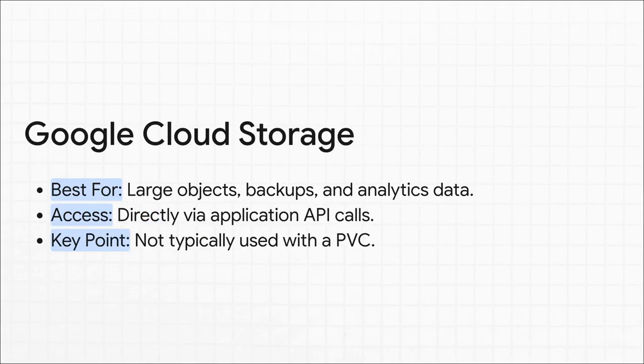And finally, we have Google Cloud Storage, or GCS. Now, the most important thing to get here is that you don't typically use GCS with a persistent volume claim. It's not a file system you can just mount. Instead, your application's code uses the GCS API to directly upload and download objects. This makes it the perfect choice for storing huge amounts of data. Think user videos, database backups, or massive data sets for analytics.